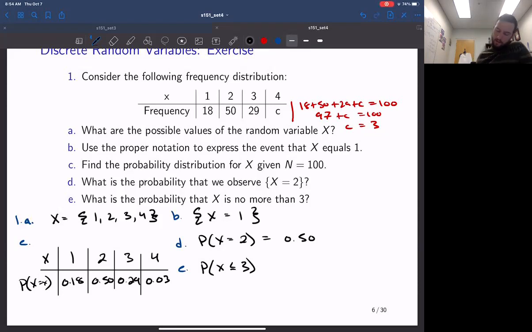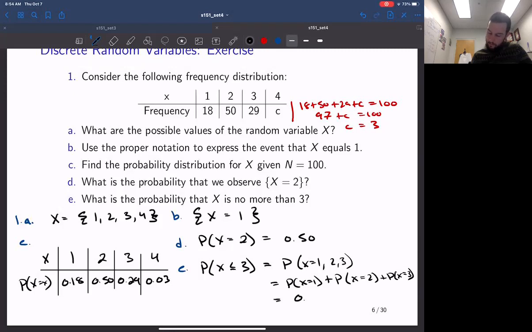To me, that reads as x being less than or equal to 3, no more than 3. So no more than 3. So that's the probability x equals 1, 2, 3. So that's going to be the probability x equals 1 plus the probability x equals 2 plus the probability x equals 3. So that's going to be 0.97.